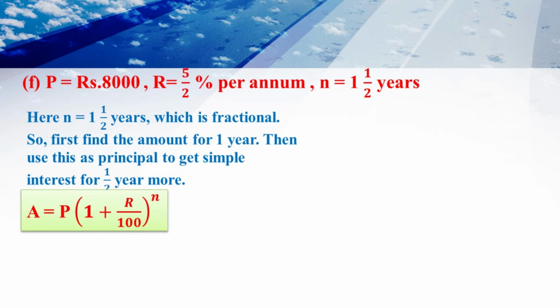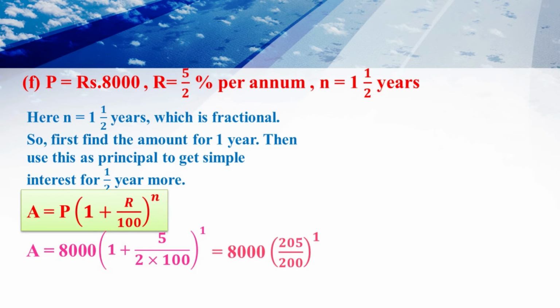First we should write the amount formula. Amount is P into (1 plus R by 100) to the power N. Next, substituting the given values: 8,000 into (1 plus 5 by 2 into 100). Taking LCM, 8,000 into 205 divided by 200. Now cancelling by the common factor we will get 41 divided by 40.